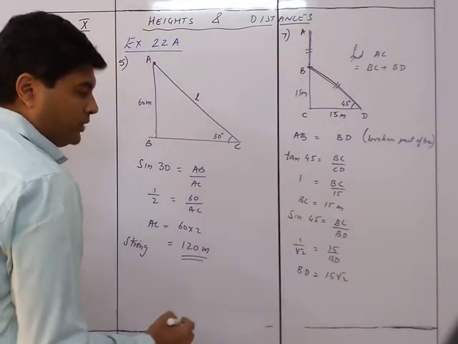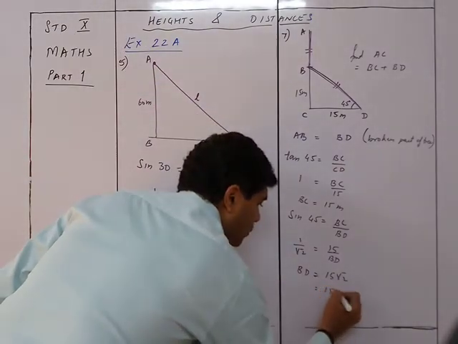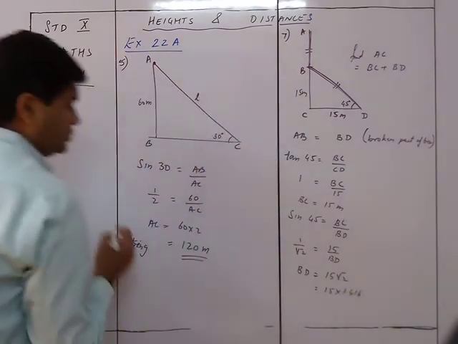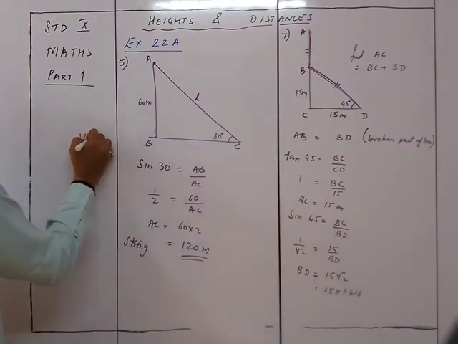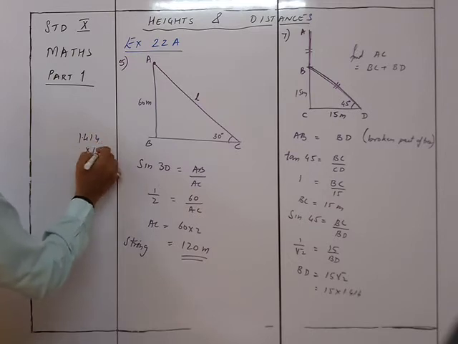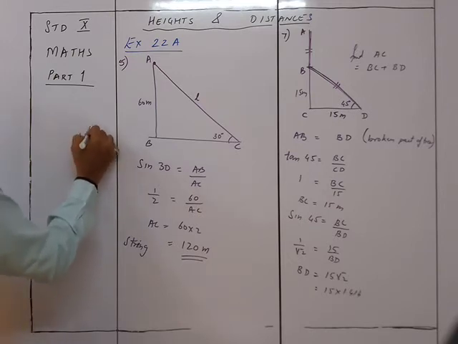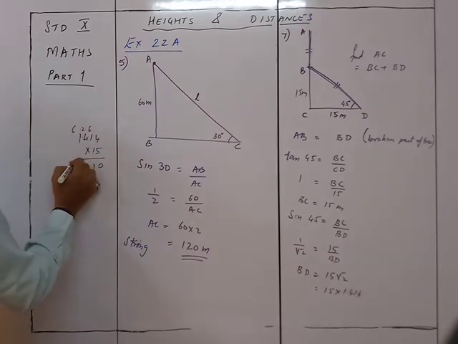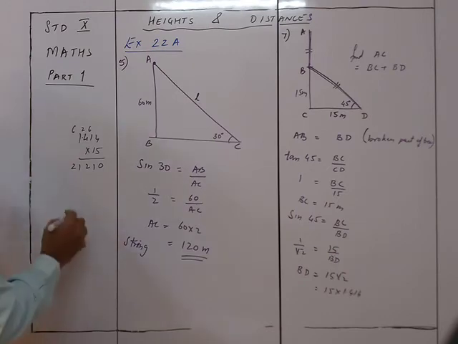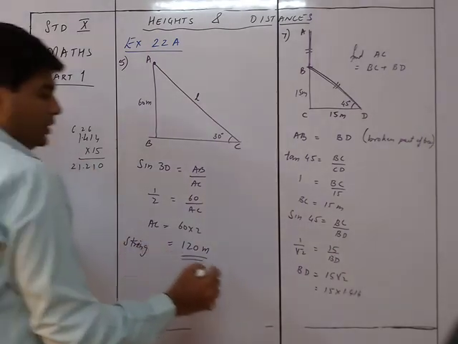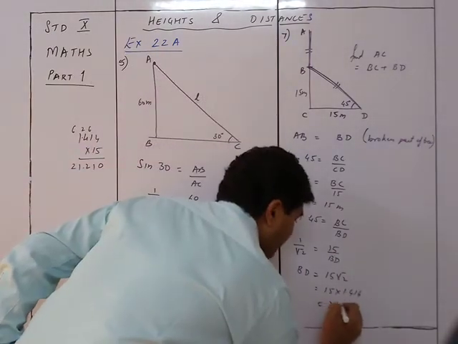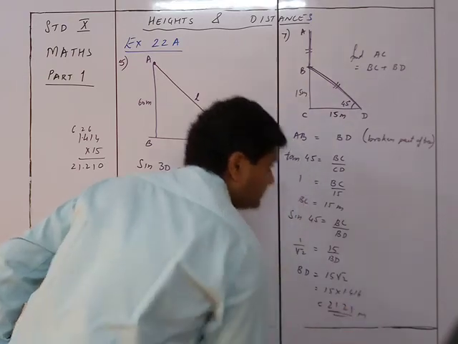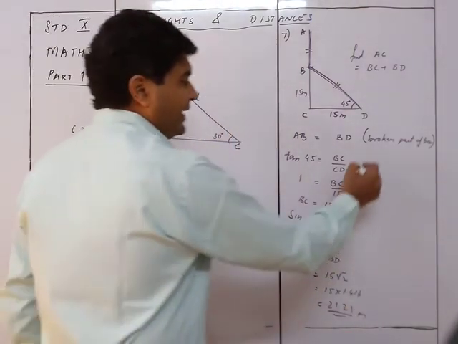15 root 2 is nothing but 15 into 1.414. So it is 1.414 into 15. That will give me the answer to be 21.21 meters.